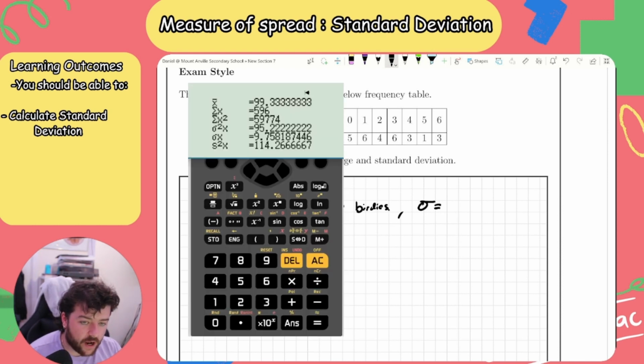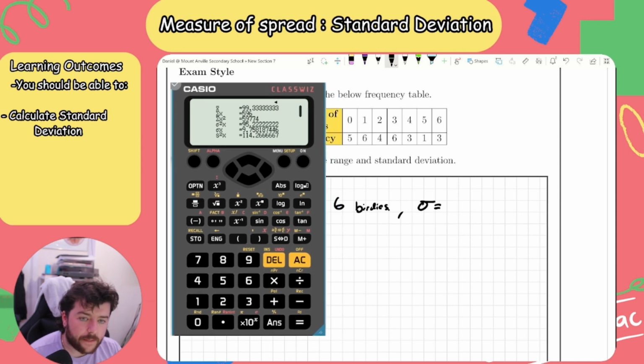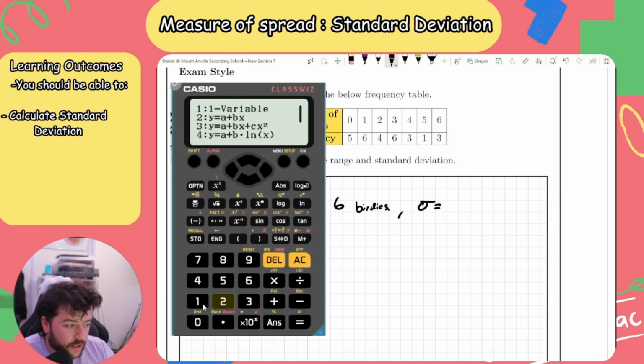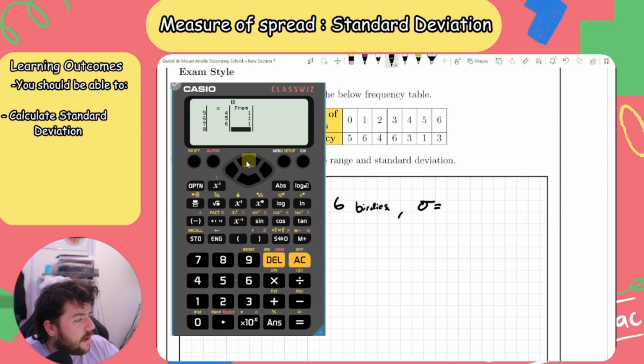So again, open up my calculator. So start my new table, frequency. So 0, then it's 1, then it's 2, 3, 4, 5, 6. So 0 appeared 5 times. 1 appears 6 times. 2 appears 4 times. 3 appears 6 times. 4 appears 3 times. 5 appears once. And 6 appears 3 times.